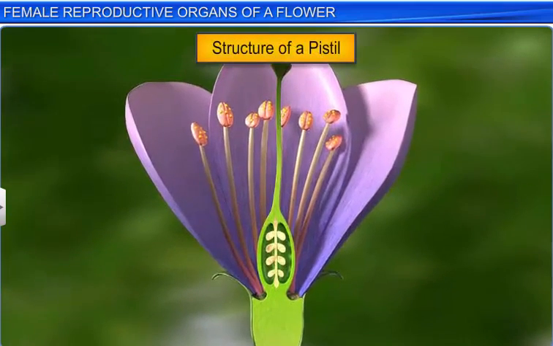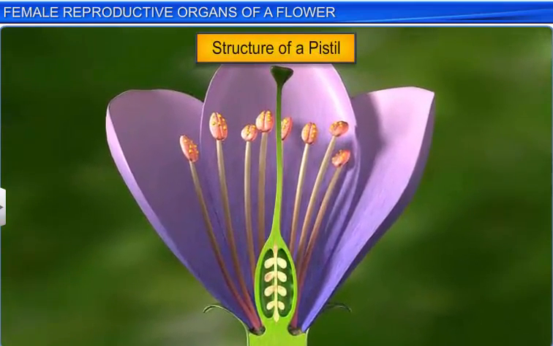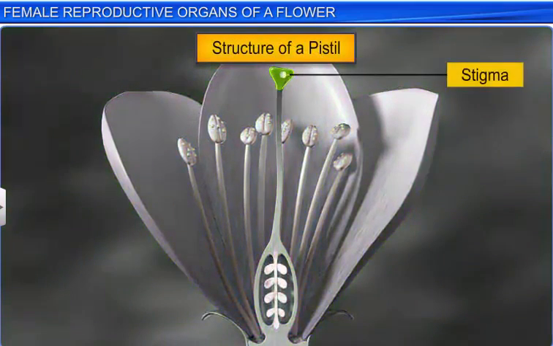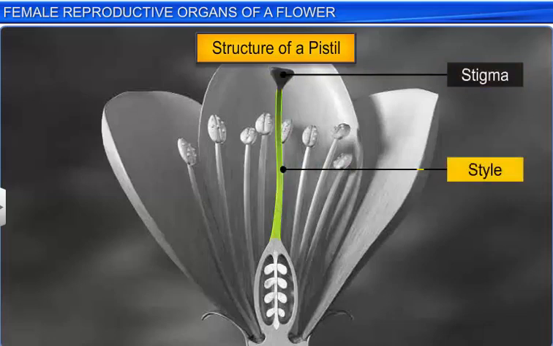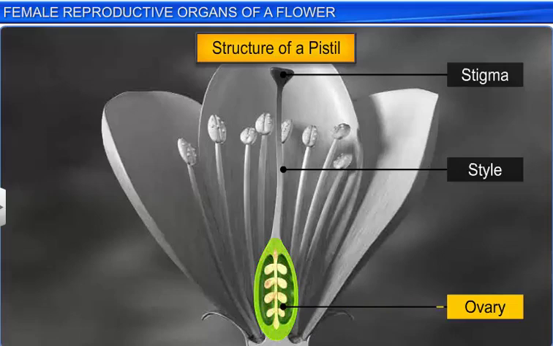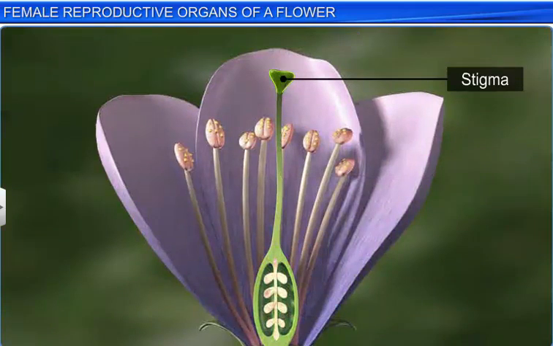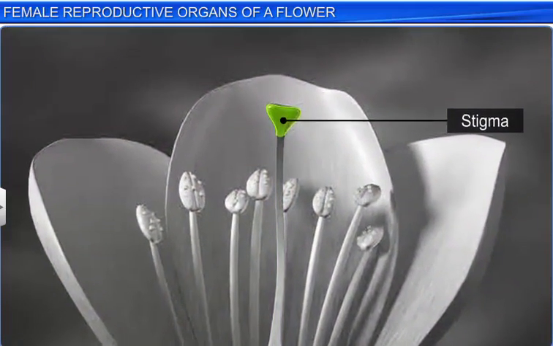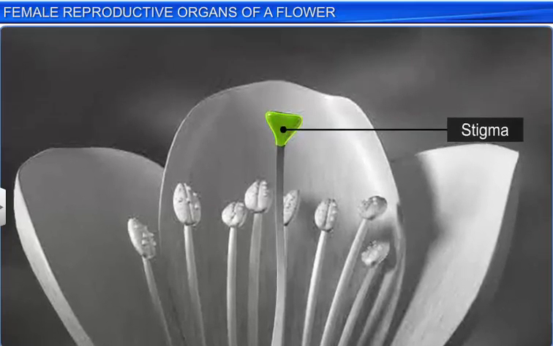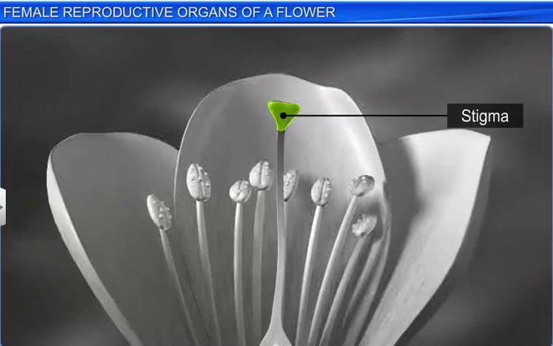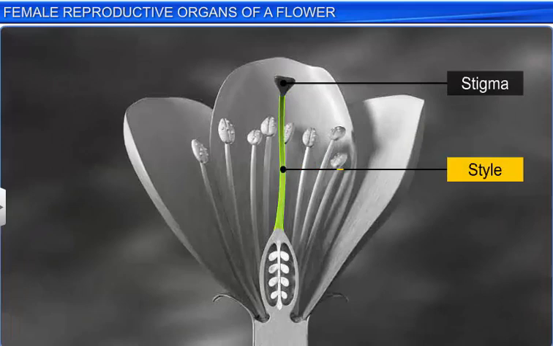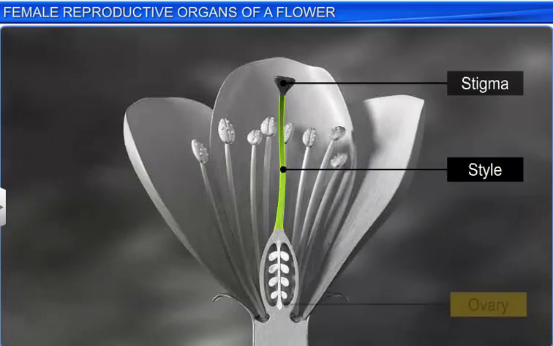If you observe the structure of a pistil, you will find that it consists of the stigma at the tip, followed by the style in the middle and an ovary at the base. While the stigma is a landing platform for pollen grains, the style, an elongated, slender structure, connects the stigma to the ovary, the basal bulging part of the pistil.